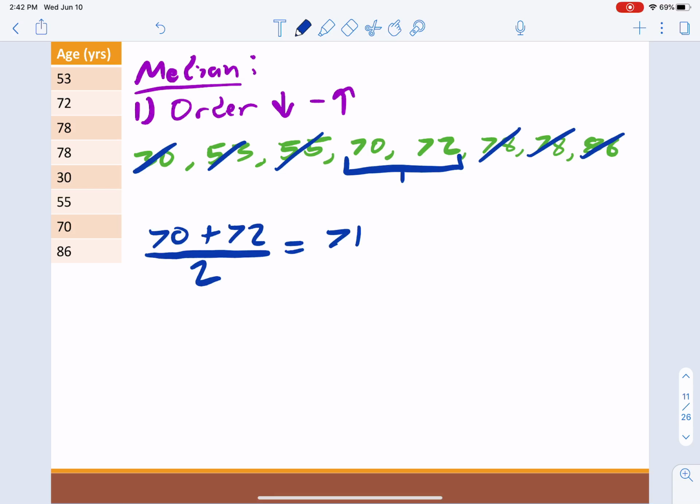Cool. All right. So our median age, we'll say, is 71 years old. Very cool, right? Just so neat. 71 years old. Okay. That's all good. So what we did was order it from smallest to largest. And then, since we whittled away and got down to just 2 values, we took the mean of those 2, and that's our median.